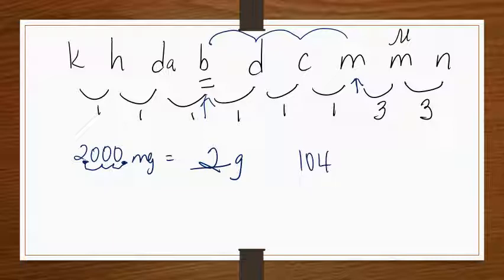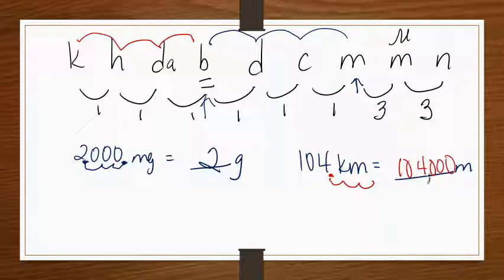Okay. So now let's do another one. I've got 104 kilometers. I want to know how many meters that is. We're going to go from kilo to meter. So we're going to go 1, 2, 3 to the right this time. So again, my decimal point is here at the end, and I'm going to go 1, 2, 3, and I have to fill in with zeros. So I have 104 and then 1, 2, 3 zeros. So 104,000 meters.